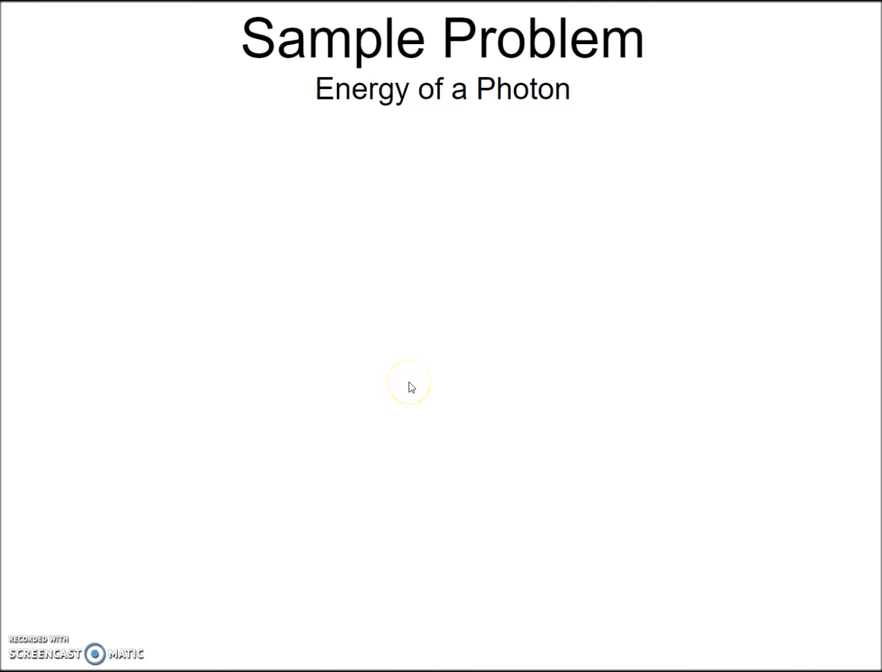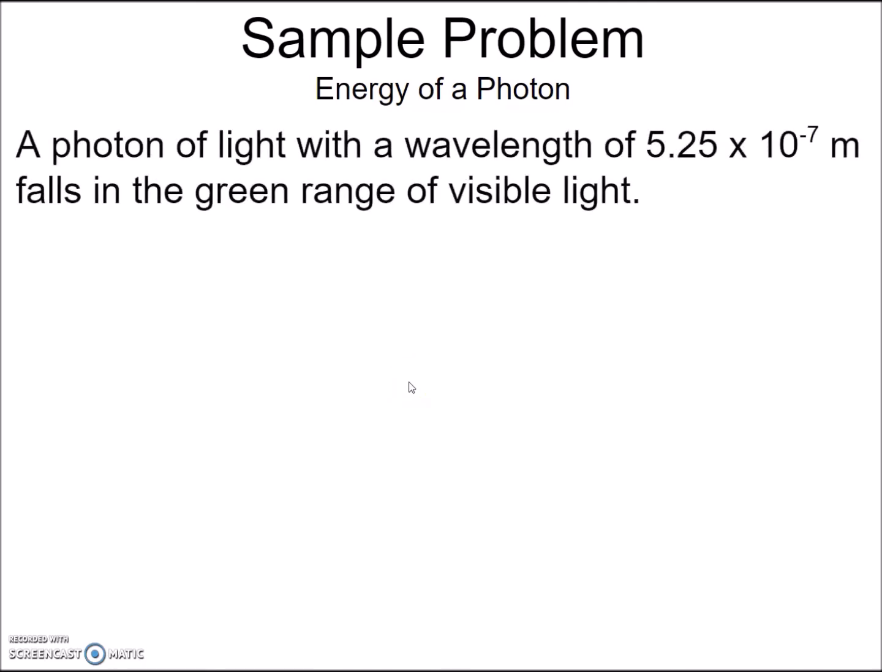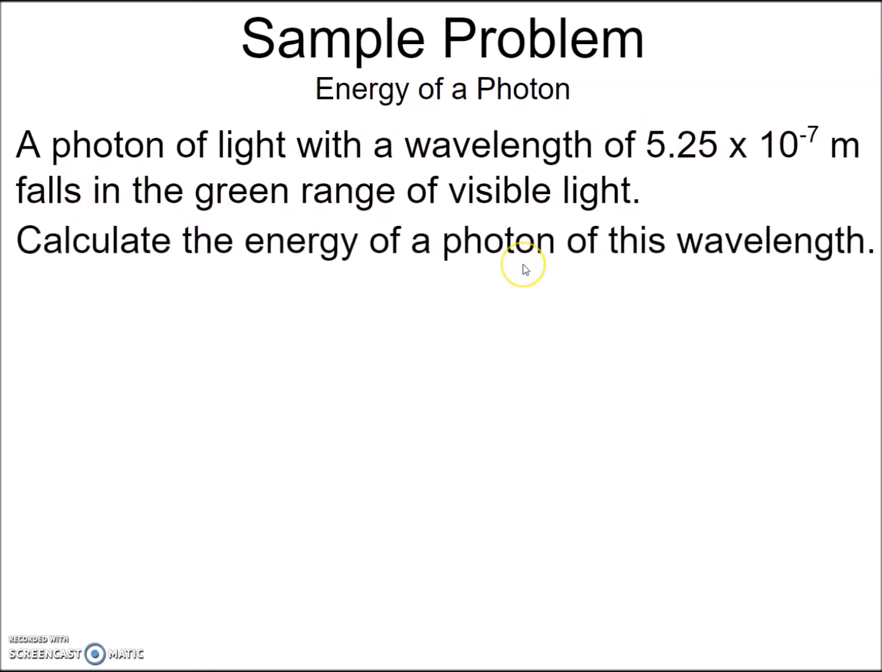Let's start with one fairly straightforward sample problem. A photon of light with a wavelength of 5.25 times 10 to the negative 7th meters, which is typical for visible light. Okay, we're talking really small wavelengths. So that would be 525 nanometers, which falls in the green range of visible light. Calculate the energy of a photon of this wavelength.